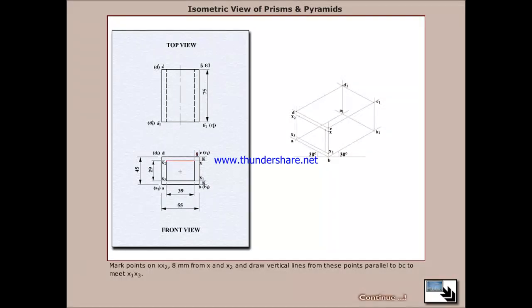Mark points on XX2, 8 mm from X and X2, and draw vertical lines from these points parallel to BC to meet X1 and X3. Similarly, draw the corresponding isometric lines at the rear side of the rectangular prism. Darken the visible edges of the prism in isometric view.